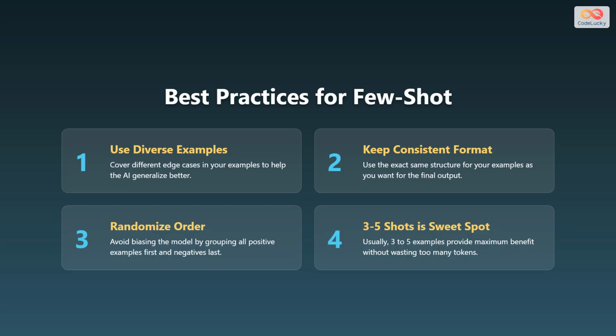To get the best results, follow these rules. 1. Use diverse examples to cover edge cases. 2. Ensure your examples use the exact format you want for the output. 3. Randomizing the order of examples can prevent bias. And 4, usually 3 to 5 examples are enough to significantly boost performance.